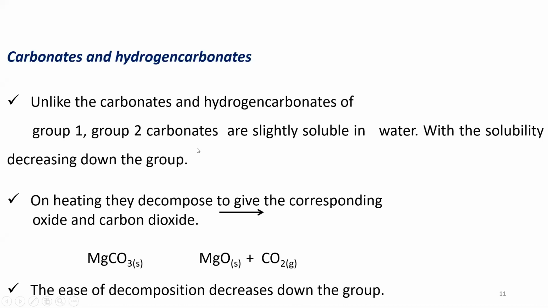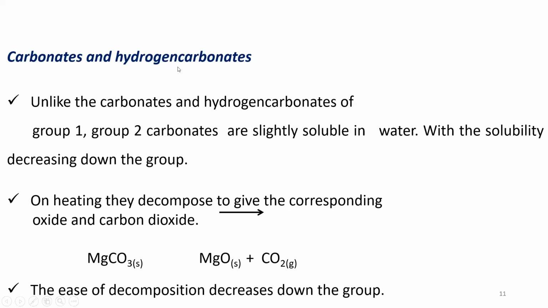So your group 2 carbonates are also solids. So unlike the carbonate and hydrogen carbonate of group 1, group 2 carbonates are slightly soluble in water. So invariably, your group 2 carbonates are less ionic. Your group 1 carbonates are more ionic. So the more ionic the nature, the more soluble. The less ionic the nature, the less soluble. So your group 2 carbonates are less soluble in water. So invariably, they are less ionic. And the solubility decreases down the group. Solubility of your group 2 carbonates decreases down the group.